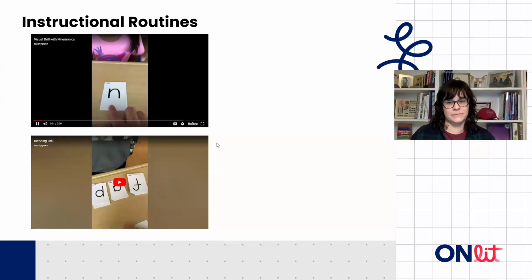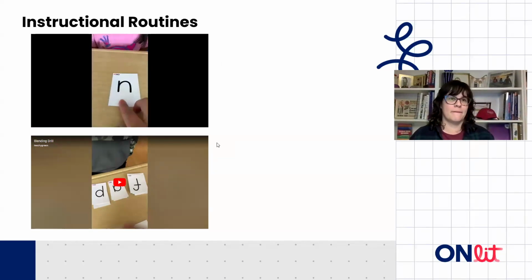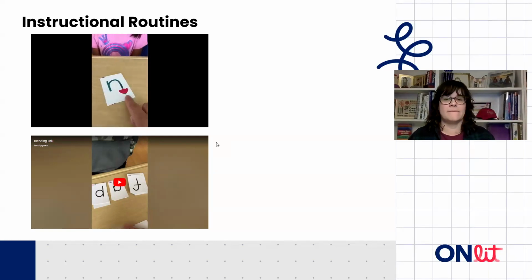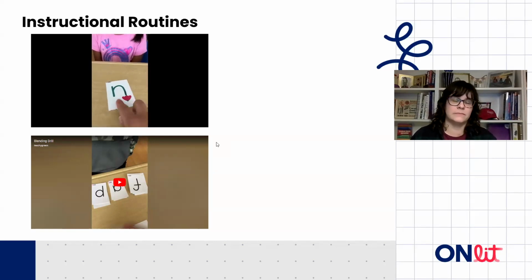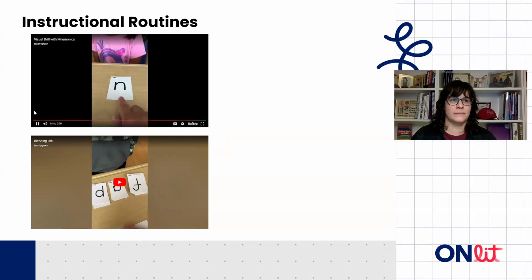Ready? What about this one? Oh, let's look at the picture. We've got an umbrella. Can you say umbrella? You got it. U says. Very good. Let's do it again. Say the whole thing. U says.